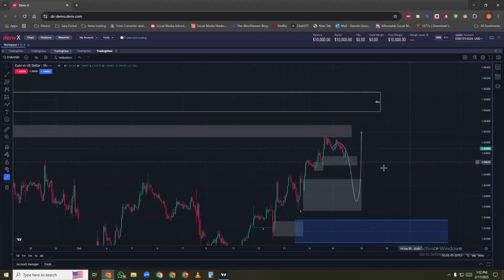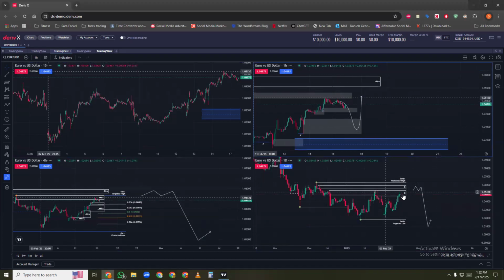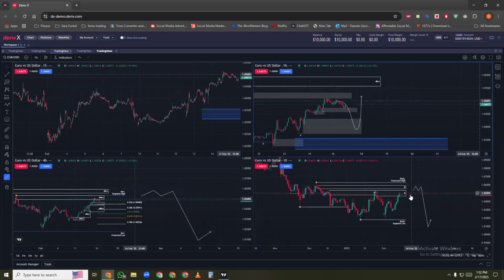Ideally, for me to enter, I would wait to see whether price takes out this demand level. If it takes out that demand level, then I would be a little more confident with the sells. But until we get that, I'm just holding and waiting for the market to tap into it, because I honestly think this is just an inducement level.